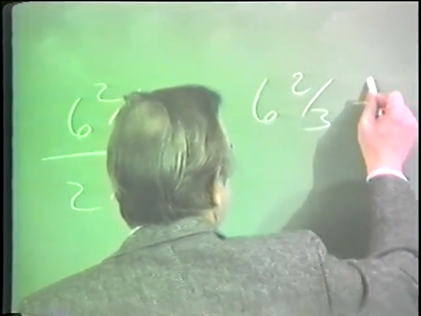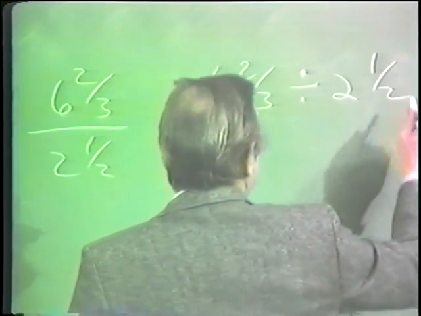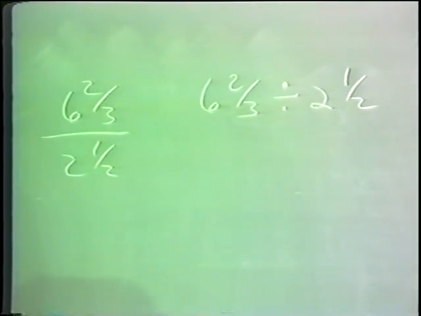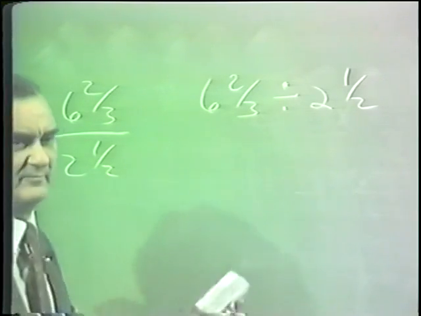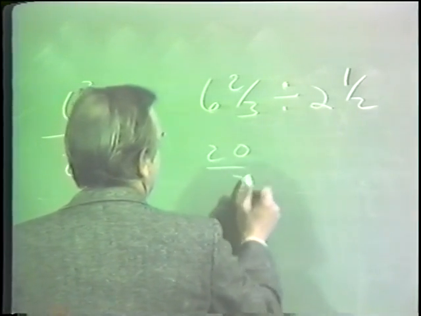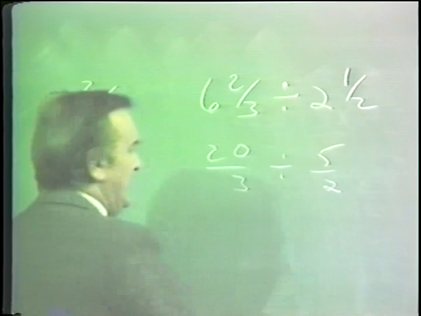So our first step is to copy this down in workable form. This is 6 2/3 divided by 2 1/2. Okay, so now we have it in workable form. What are we going to do now? Yeah, change these mixed numbers into equivalent fractions. You call them improper fractions. Nothing improper. Okay? So if I do that, I have 20/3 divided by 5/2.